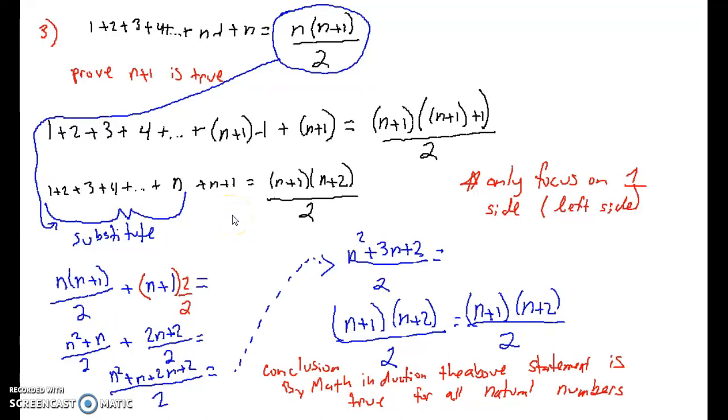Okay, so that was our first example. If you want to try example number 2, it is going to read this: 1 plus 3 plus 5 plus dot dot dot plus 2n minus 1 is equal to n squared. You can try this on your own and then watch part 2 to see how I do it.